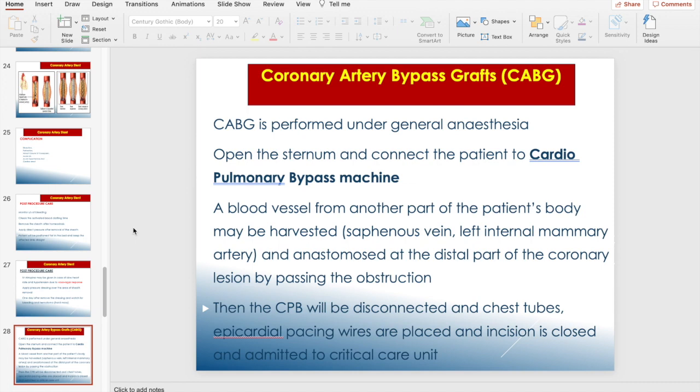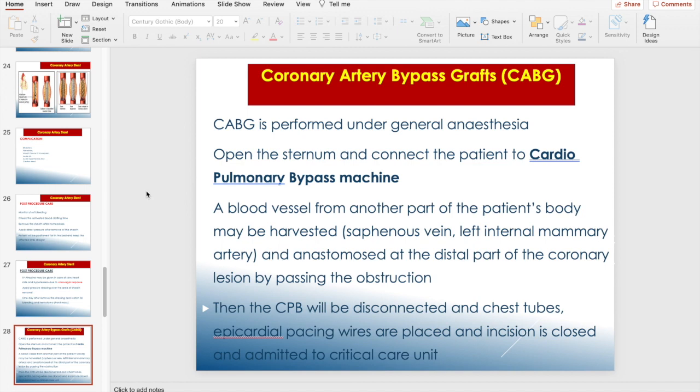They will use the saphenous vein or internal mammary artery, and connect it to the distal part of the coronary lesion, bypassing the obstruction. You will see that in the picture, how we use these arteries or veins, connected to supply the location of the occlusion. Then the patient will be disconnected from the machine, chest tubes placed, the incision closed, and after the procedure the patient will be admitted to the critical care unit.